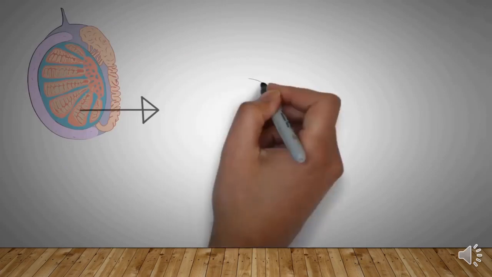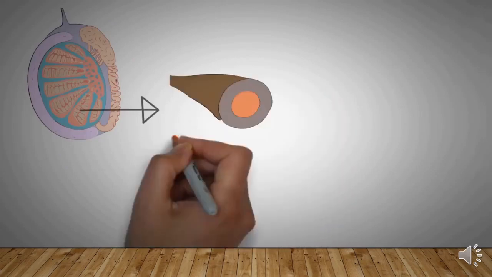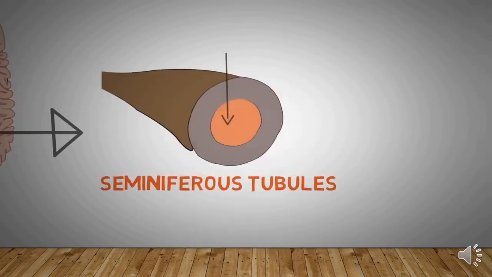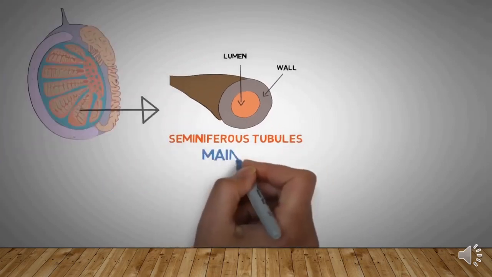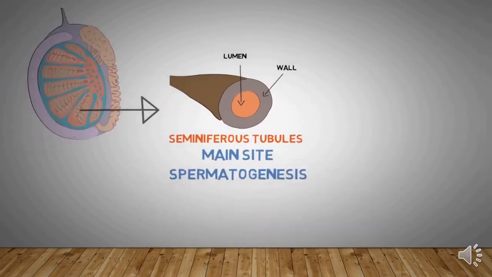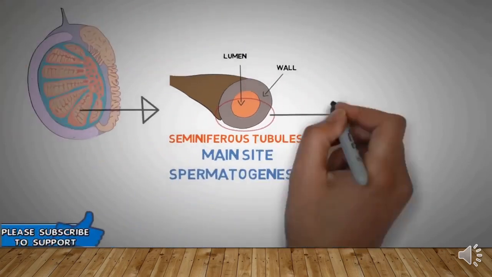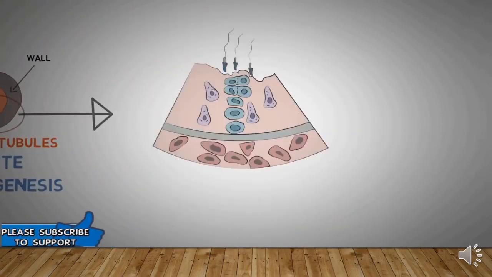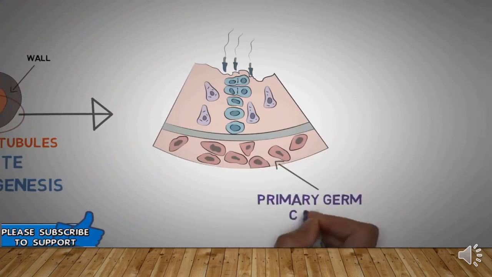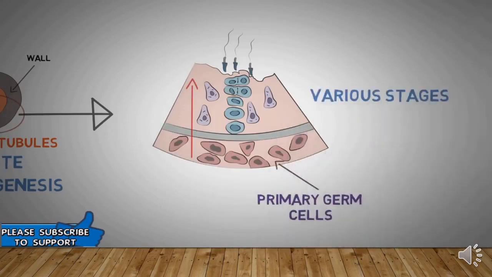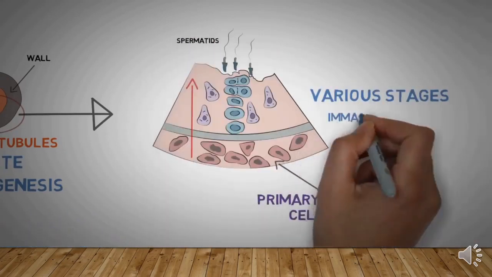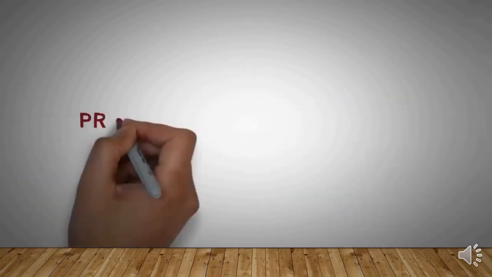As we discuss the anatomy of the testes in the male reproductive system, the testes contain numerous pipe-like structures known as seminiferous tubules. The seminiferous tubules have a central lumen and an outer wall. The wall of the seminiferous tubule is the main site for the production of sperms. Now let's look at a closer view of the cross-section of the wall of the seminiferous tubule. As we can see, the wall contains numerous types of cells, and one of them is the primary germ cells. The primary germ cells transform through various stages of development and finally form immature sperms known as spermatids.